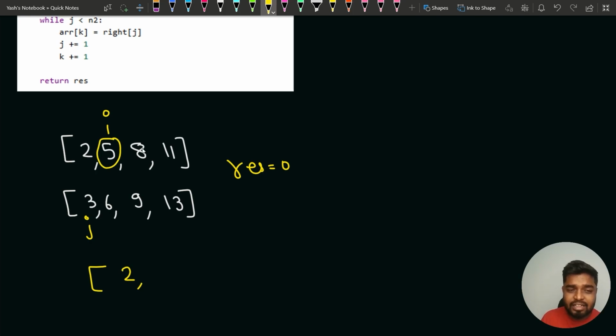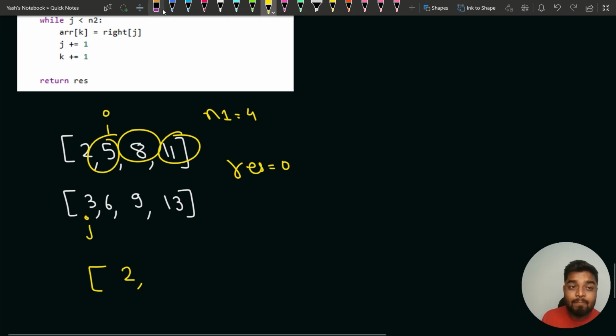If 5 is greater than 3 and the left array is sorted, obviously the right array is also sorted. 5 is greater than 3, then 8 will also be greater than 3 and 11 will also be greater than 3. So if the size of the first array is 4, how many pairs can I count all together? I don't need to individually check the pairs 5 3, 8 3 and 11 3. If 5 is greater than 3, all the elements on the right of 5 will also be greater than 3. So all this can be counted.